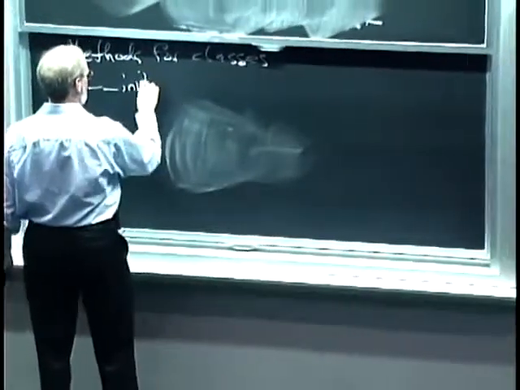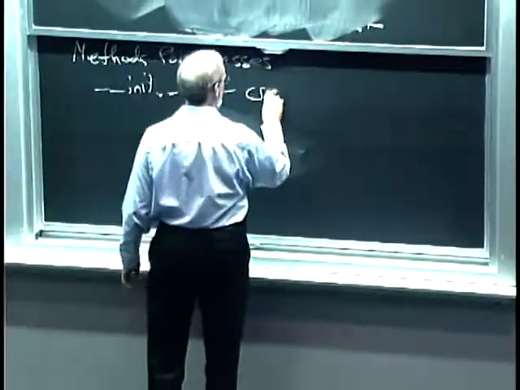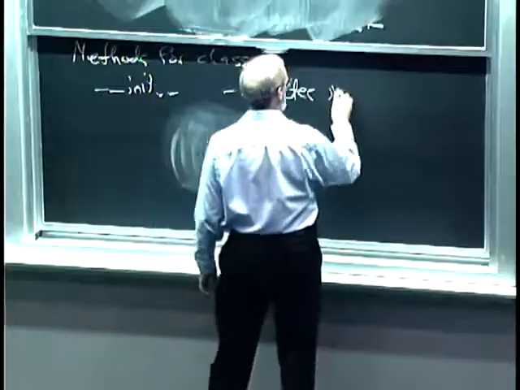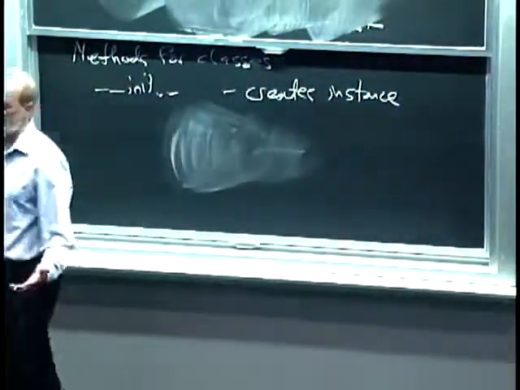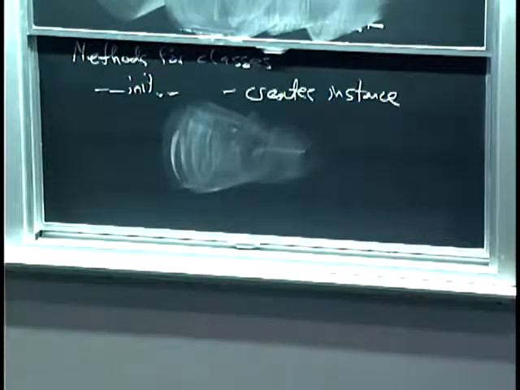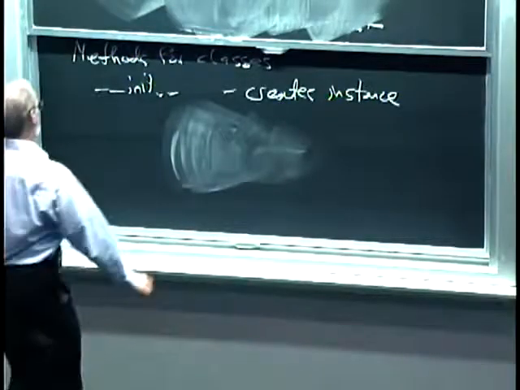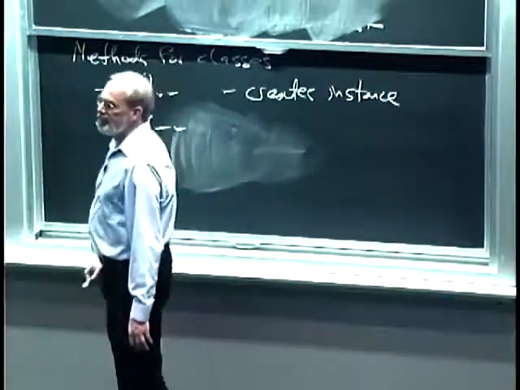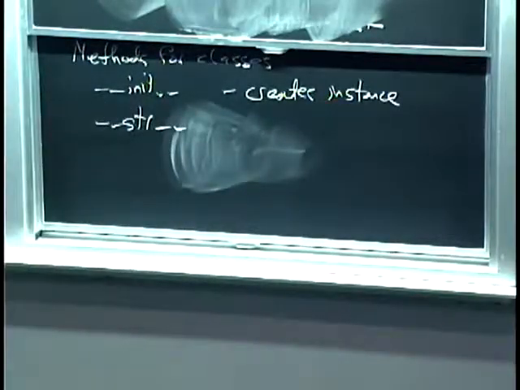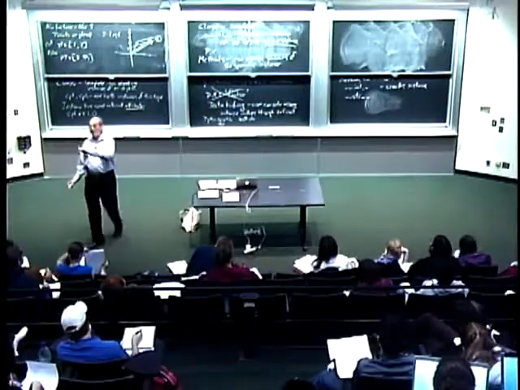I have init. This is what's actually going to create the instance, instantiate it, create up what the set of variable values are for it. Okay, I have another one in there, underbar str. Anybody have a sense of what that's doing? Displaying what I have. Thank you, yeah.